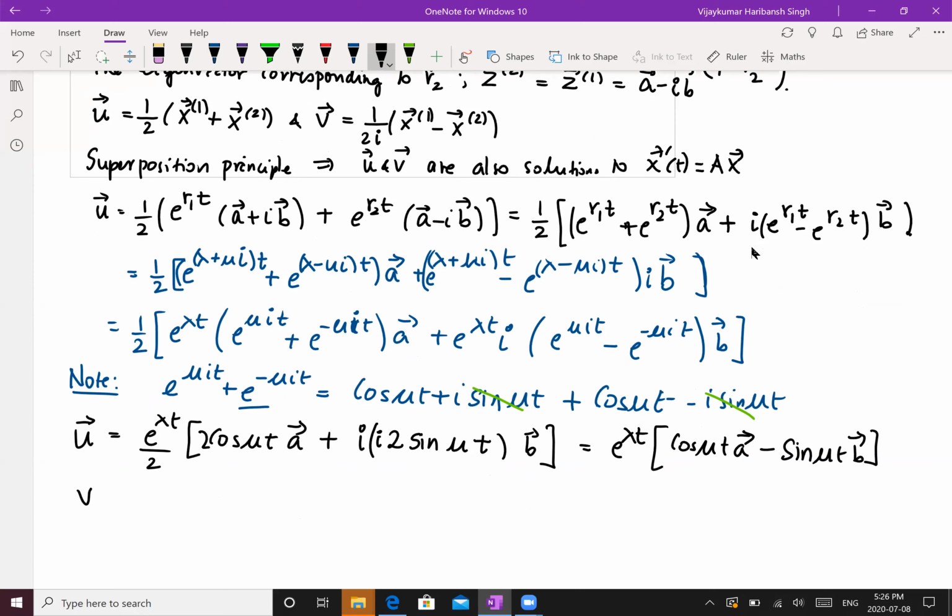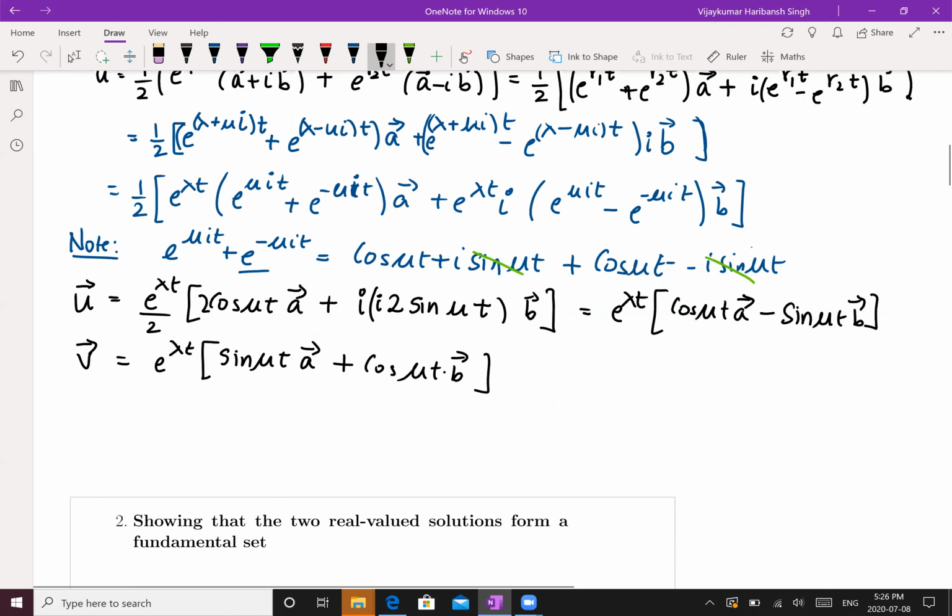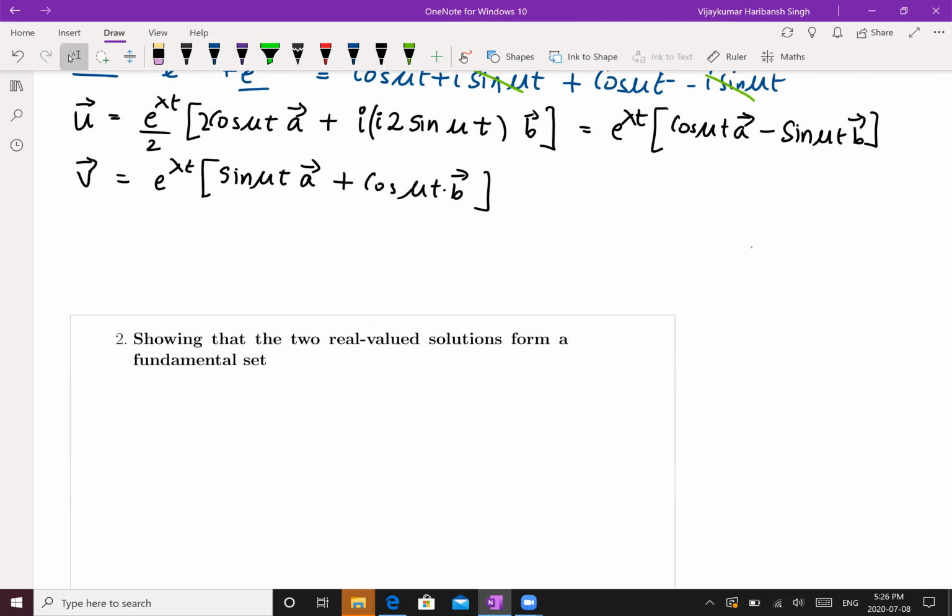Similarly, similar work can show that v is going to be e to the power lambda t, sine of mu t A plus cos of mu t vector B. So these are u and v. Okay. So now we want to show that these sets are fundamental sets. So how would you show that? So the way to show that these sets are fundamental is let X be any solution.